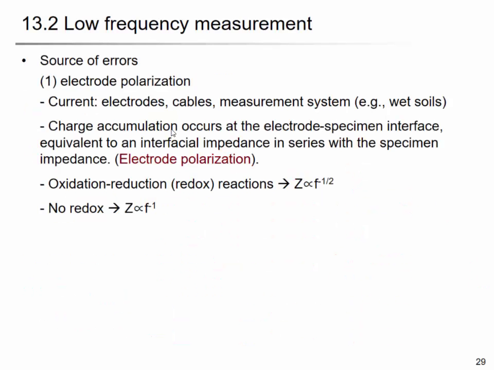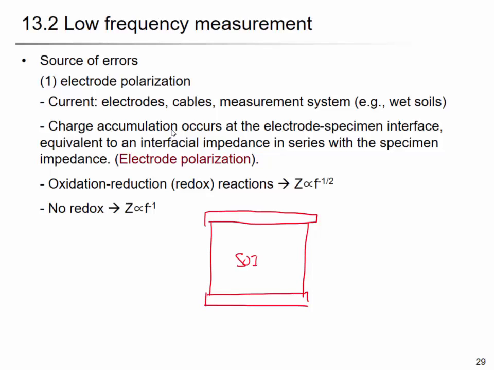And there are sources of errors. First is the electrode polarization. Because you have one electrode that's made of metal, and another electrode, and here you have soil, and because it's wet soil and this may be made of copper or stainless steel or aluminum, there's going to be a charge exchange from here to the metal.